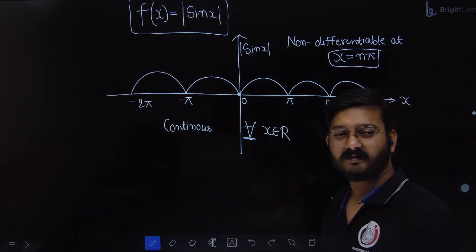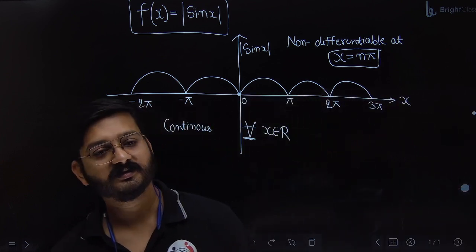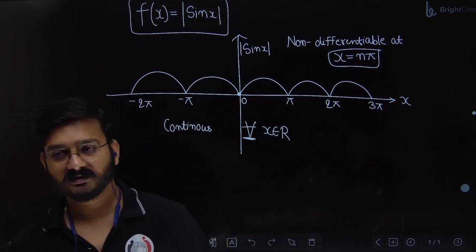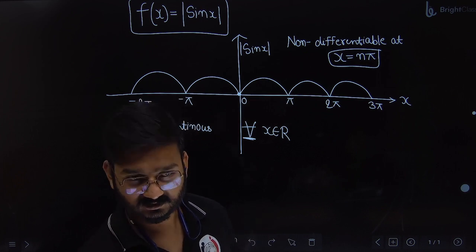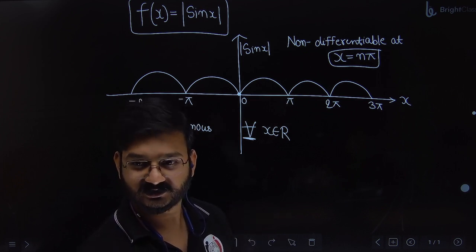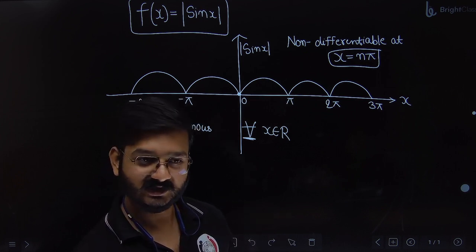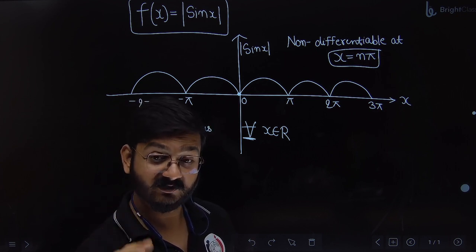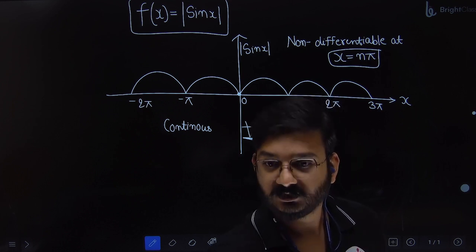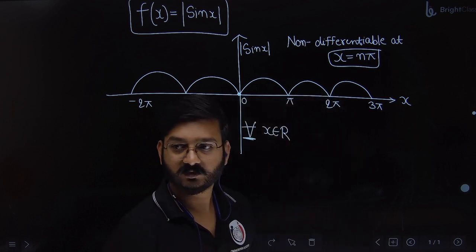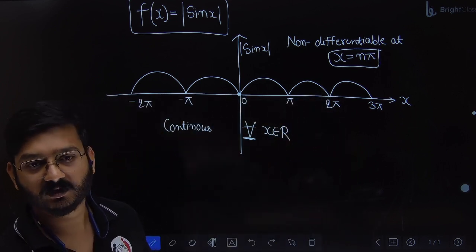Can you guys give me any example where it will be continuous as well as differentiable? Many examples are there. Instead of mod sin x, you take only sin x. So sin x will be continuous for all real numbers and it will be differentiable for all real numbers because there will be no sharp edge. So that's what I told, that it may be differentiable or may not.